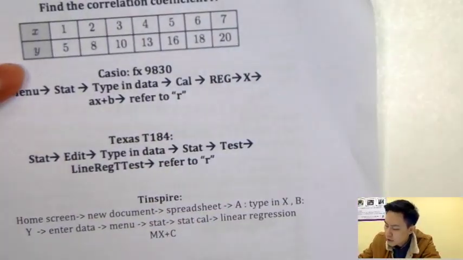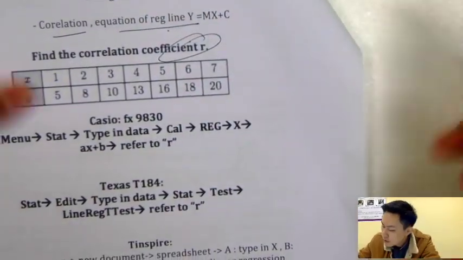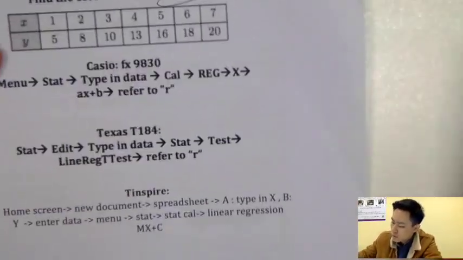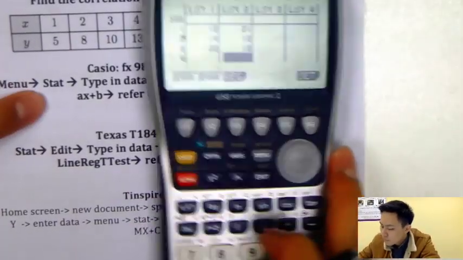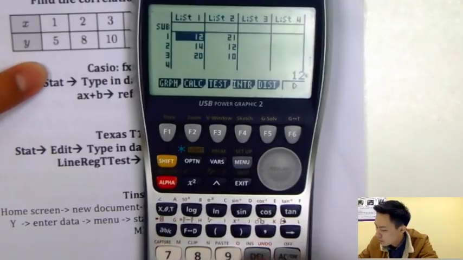Next would be the regression line. I'll show you how to calculate the correlation and the equation of the regression line. We have a table here, X and Y. For the Casio model, how do you find the correlation R and also the equation of the regression line, the line of best fit? You go to menu, and then you go to stat here. You can see we clear all this.